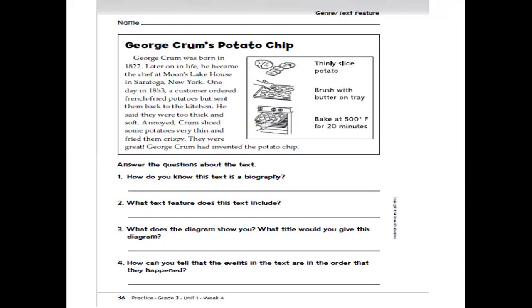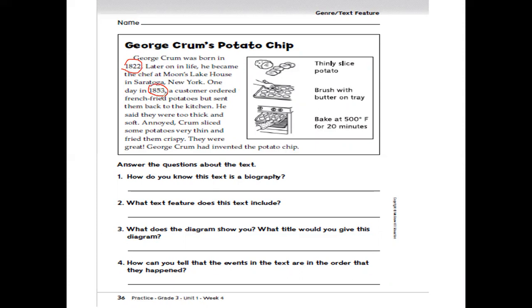Now, turn your page. George Crum's potato chip. George Crum was born in 1822. Later on in life, he became the chef at Moon's Lake House in Saratoga, New York. One day in 1853... So look here. In the beginning, they said he was born in 1822. Now, the other events happened in 1853.